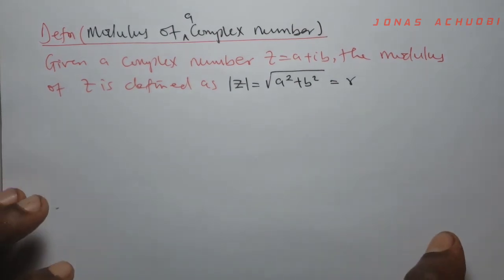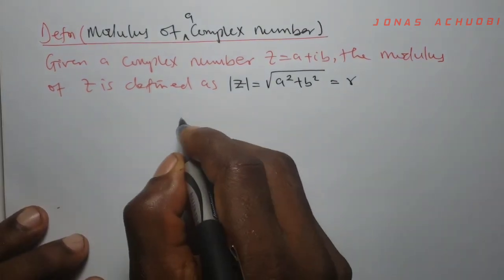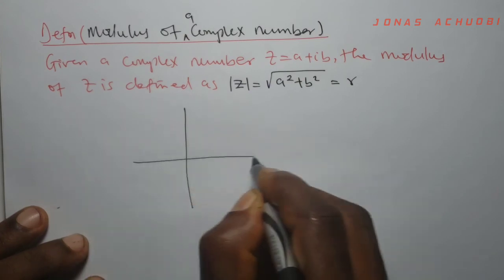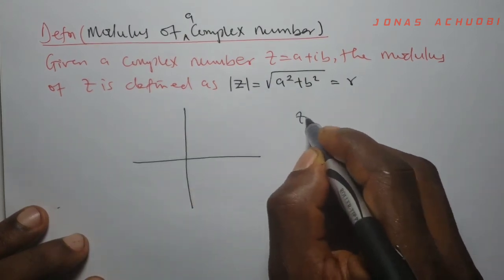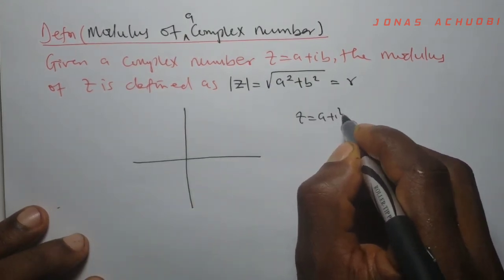Now, geometrically speaking, what does it really mean? Now, let us go back to our Argand diagram and look at the complex number z equal to a plus ib.